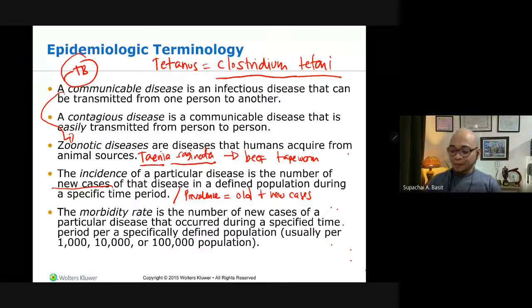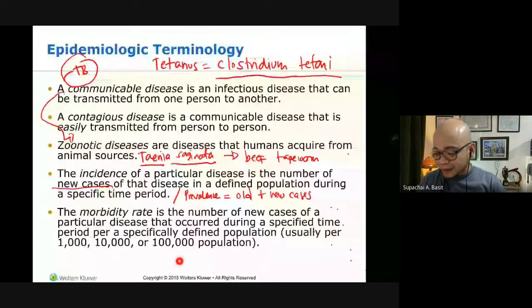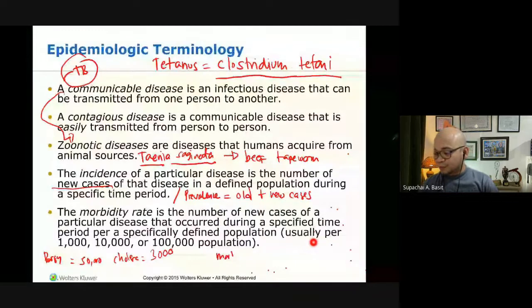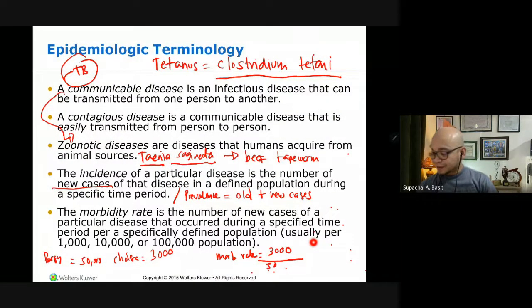For example, in a certain barangay with a population of 50,000, what is the morbidity rate of cholera? Say there were about 3,000 cases of cholera. To compute the morbidity rate, we divide 3,000 over 50,000, and then we can multiply it by 1,000.